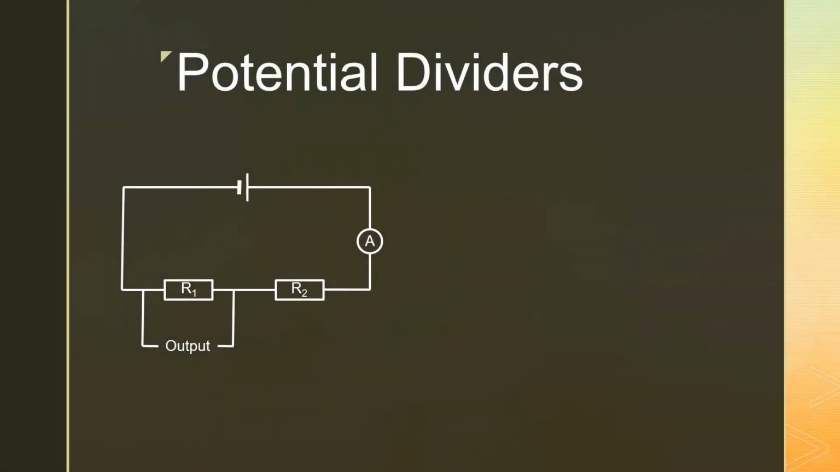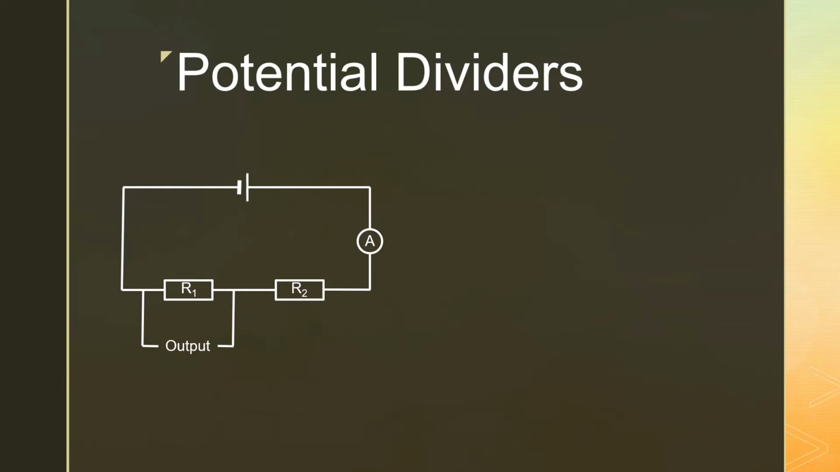So moving on to the main focus of our lesson, and that is potential dividers. Here I have a relatively simple series circuit with two resistors, R1 and R2. And I've also got an output connected in parallel across that R1. Now, it's really important that we think back to the rules of parallel circuits, which we've already covered.